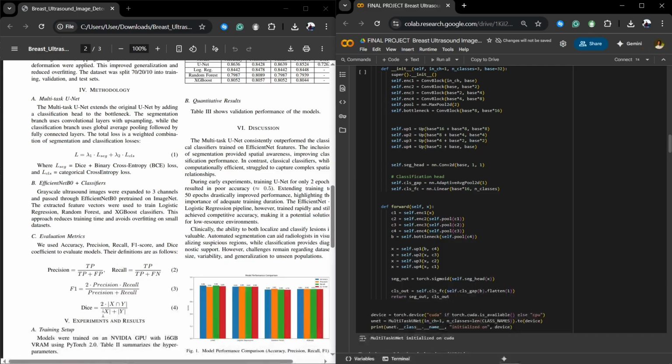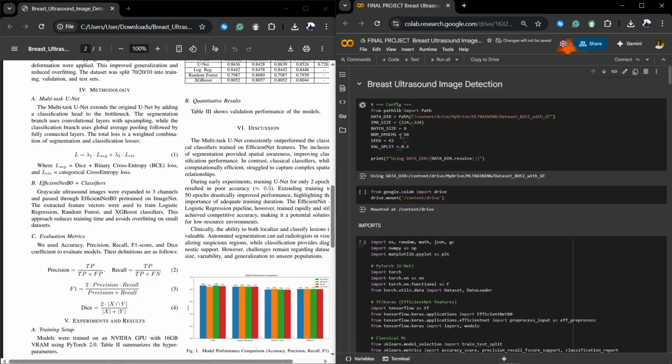This multitask setup encourages the model to learn both pixel-level and image-level features. As you can see, we have mentioned the epochs here, 50.